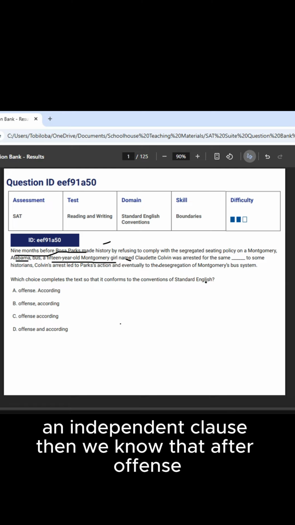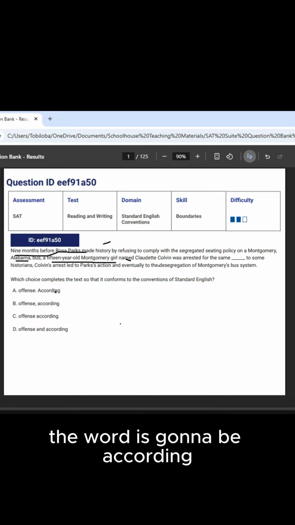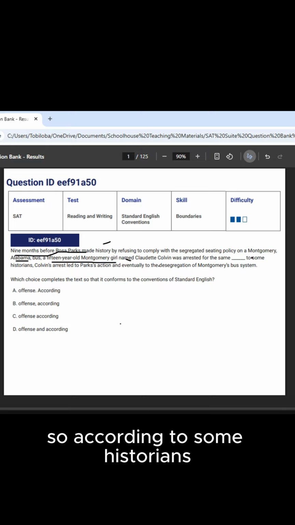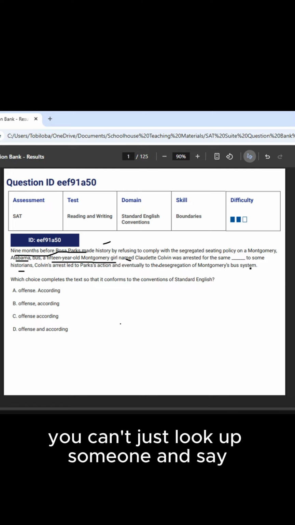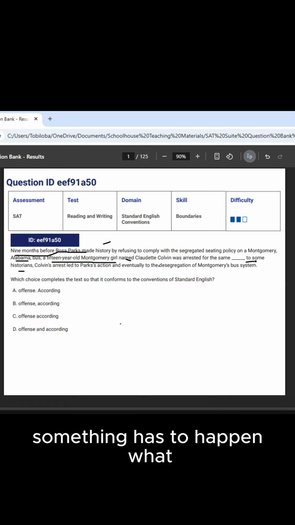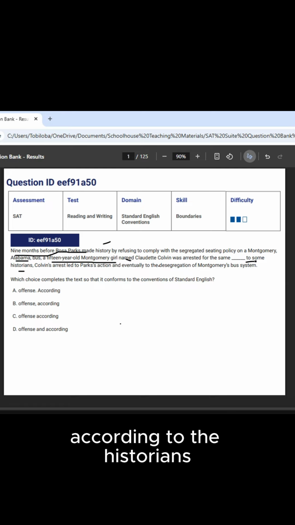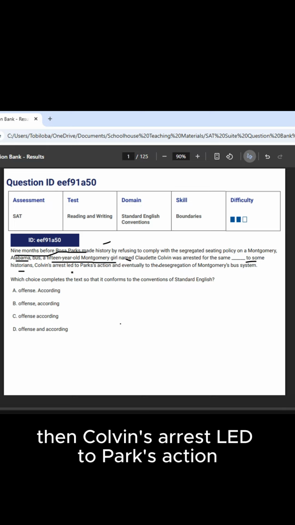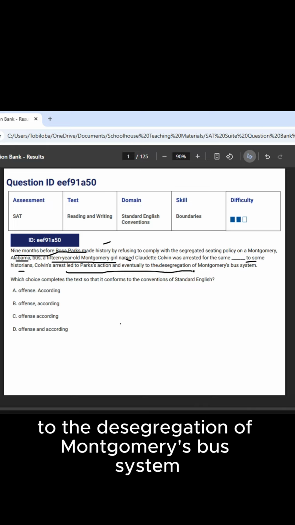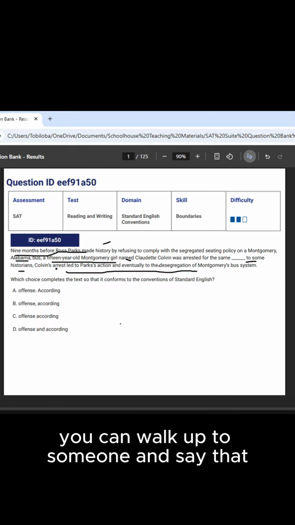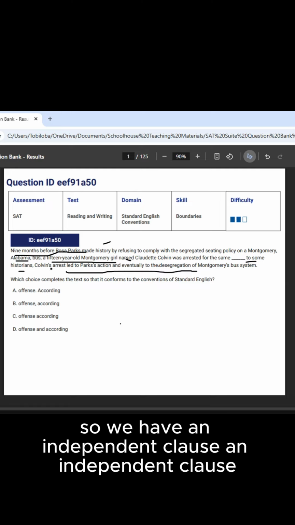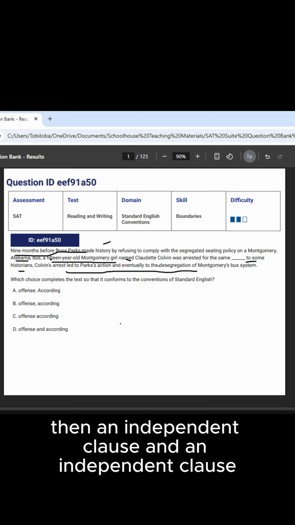Then we know that after offense the word is going to be according. So according to some historians, that's a dependent clause. You can't just walk up to someone and say according to some historians. Something has to happen. What according to the historians? Then Colvin's arrest led to Parks' action and eventually to the desegregation of Montgomery's bus system. That's an independent clause. You can walk up to someone and say that. So we have a dependent clause, an independent clause, then a dependent clause, and an independent clause.